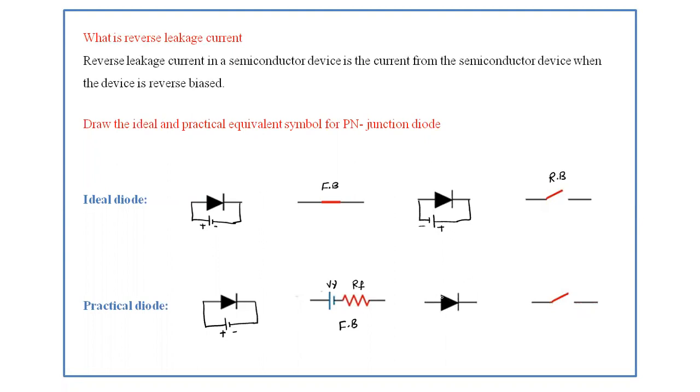Next, if we take the reverse bias, the terminals will be reversed. The negative terminal is connected to P, and the positive is connected to N. Then the diode is said to be in reverse bias. In reverse bias, same like the ideal diode, it is replaced with an open switch. These are the equivalent symbols for the PN junction diode, ideal and practical diodes.